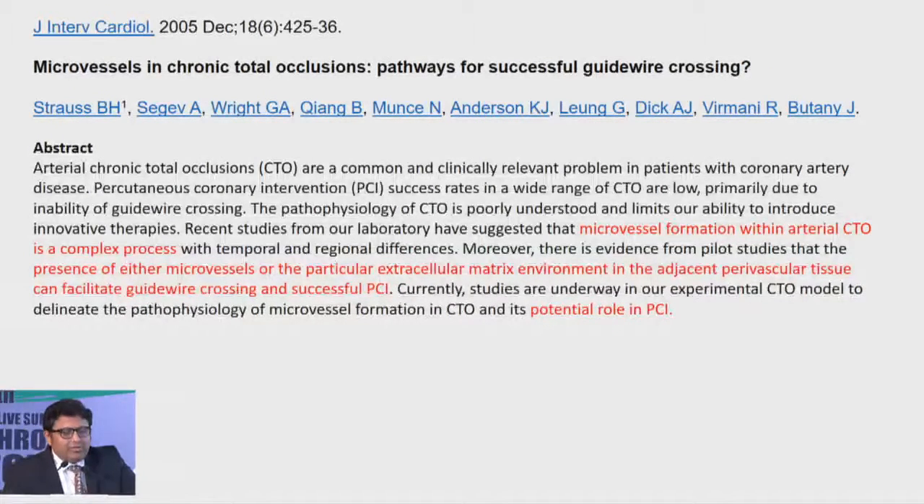As described by Strauss, the microvessel formation within the arterial CTO is a complex process, and the presence of a particular extracellular matrix environment in the adjacent perivascular tissue that is surrounding the microvessels can facilitate the guide wire and a successful PCI.